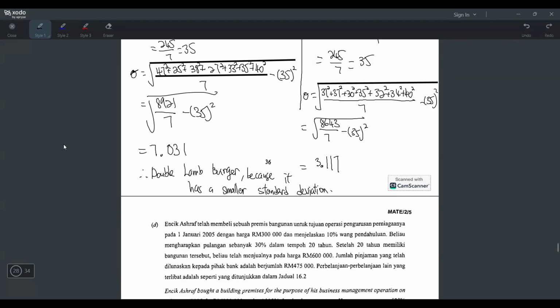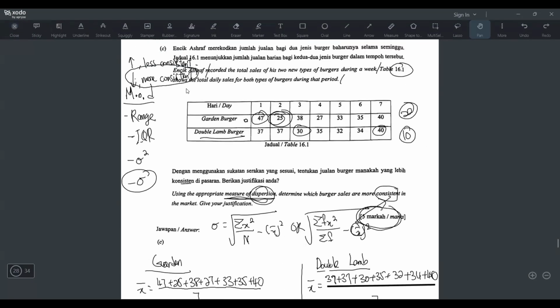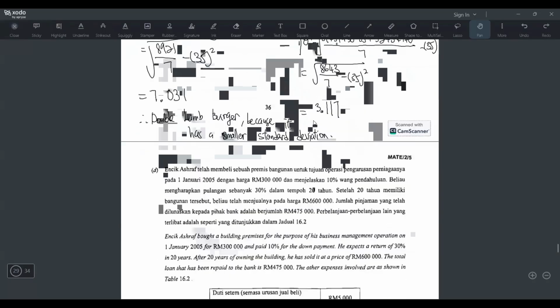Okay, sisihan lebih kecil maksudnya dia lebih konsisten lah. Sebab dia punya serakan rendah. Serakan rendah maksudnya dia less dispersed. When your data is less dispersed, then it means it's more consistent. Okay, the dispersion is very low, so it's very consistent. Okay, so this is both 5 marks. Okay, hope you understand.